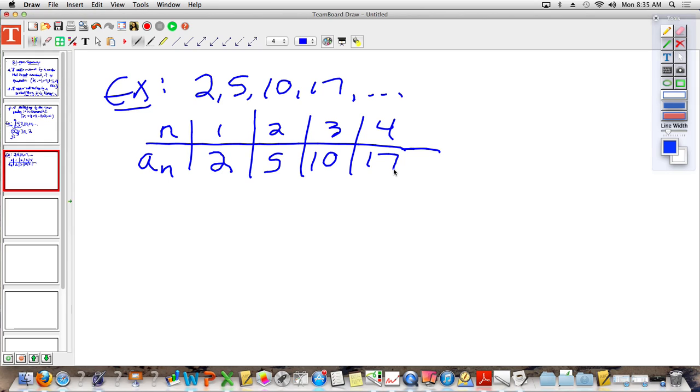How do you get from 2 to 5? 3. You add 3. How do you get from 5 to 10? 5. You add 5. Then 7. So if you are adding or subtracting by a pattern, but that pattern is not necessarily a constant pattern, what did we say that it was? It was going to be a quadratic pattern. So when I say quadratic, that means that you are going to have a what in your rule? A square. You're going to have a square.